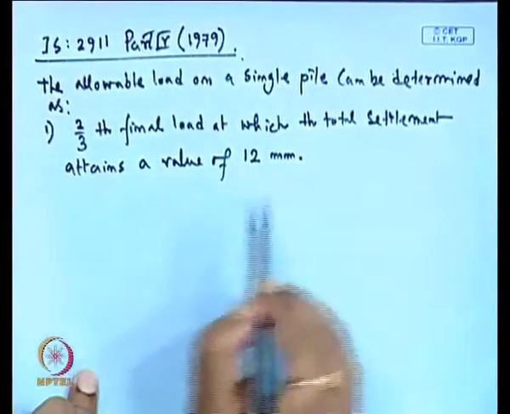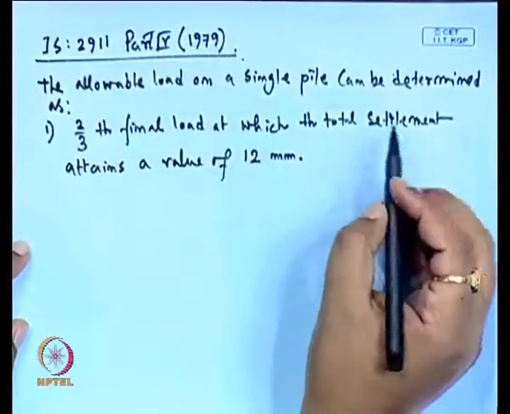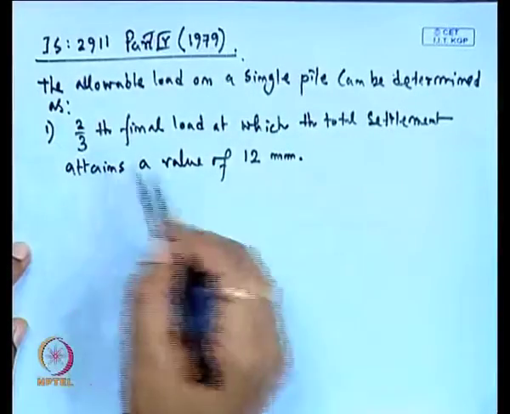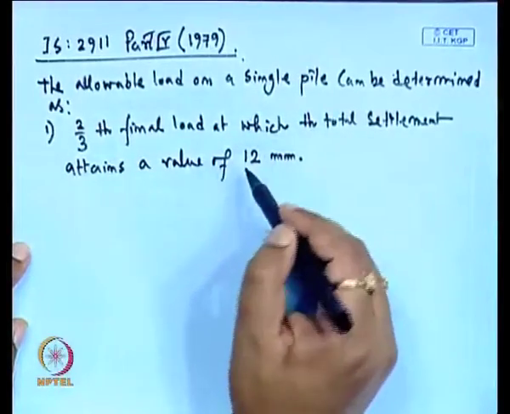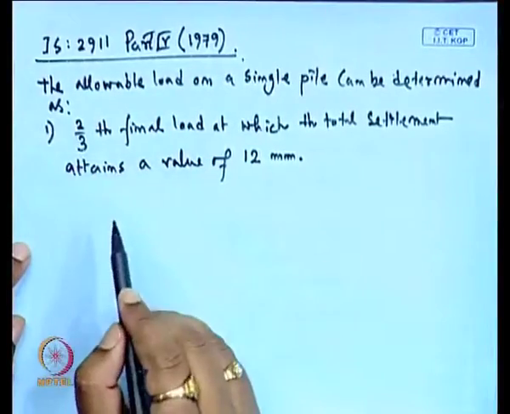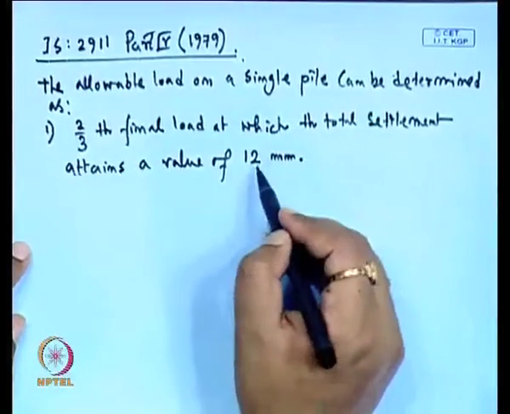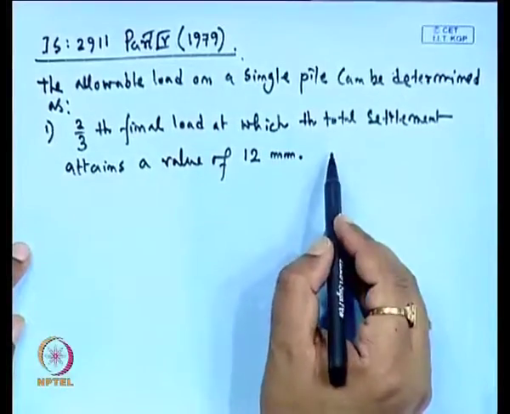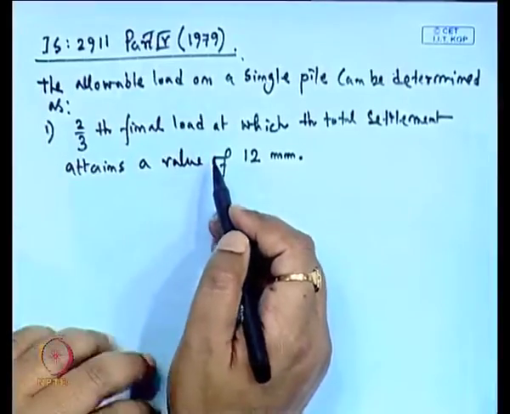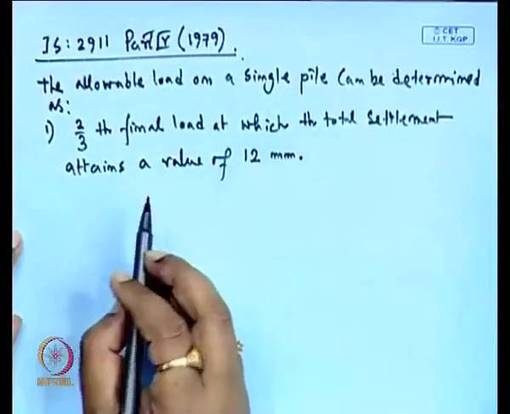So, if nothing is specified, then we can consider the permissible settlement of the single pile to be 12 millimeter, and for the load at which this 12 millimeter is attained, we have to consider 2/3 of that final load. Now, if any permissible settlement is mentioned other than this 12 millimeter, then we have to calculate 2/3 of that final load at which the total settlement attains that specified permissible limit.